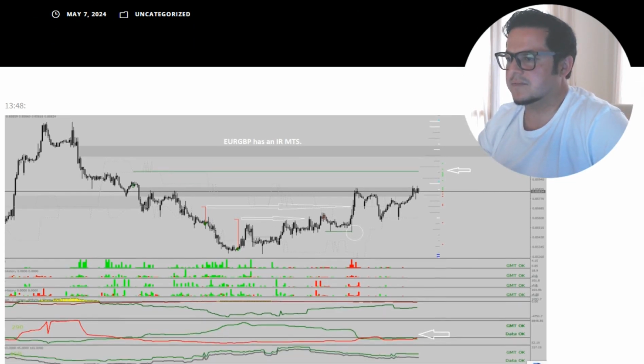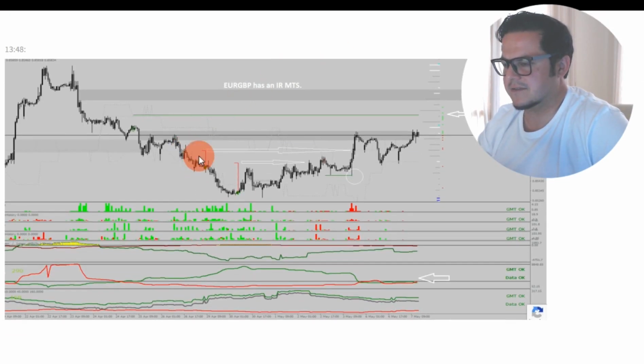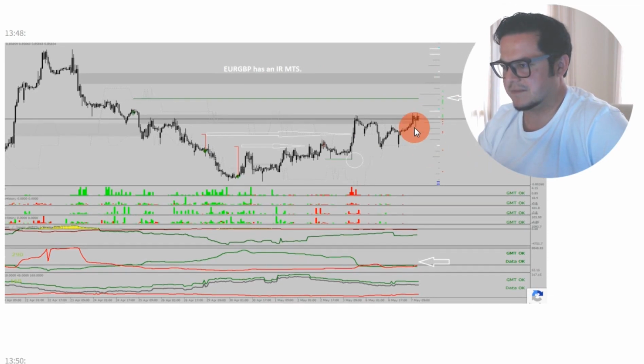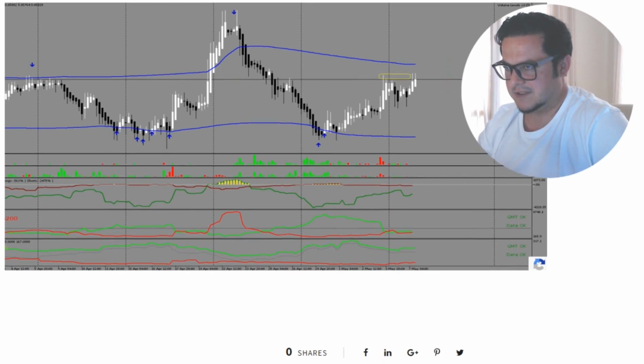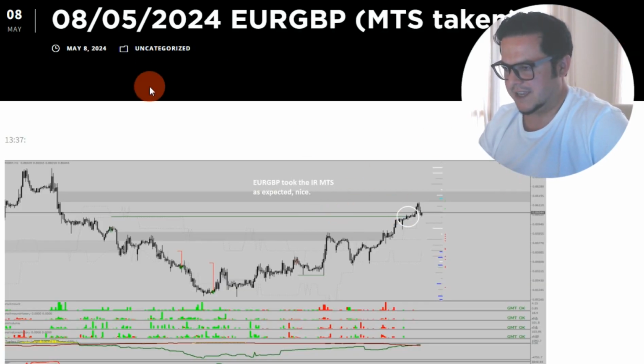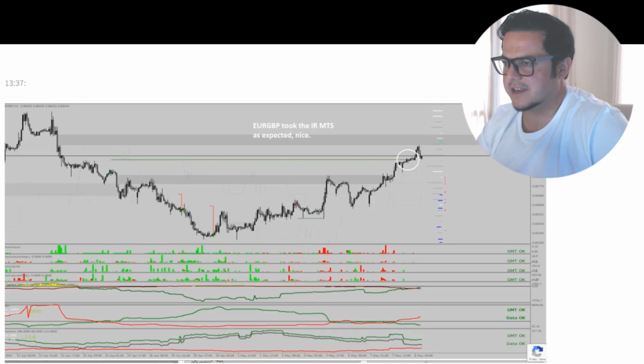Okay, let's continue. Euro pound. So you remember on the 7th, it filled nicely the option strike targets. There was a proper dark money switch and we had the MTS above. So it was very easy to predict that the price will go up and take the MTS. Very easy trade. That's exactly what happened. Boom. On the 8th, took the target. One of the best trades of the week.